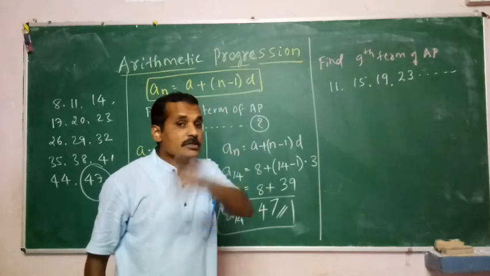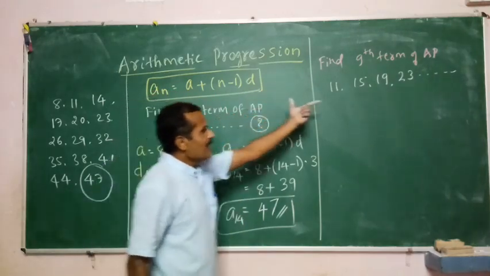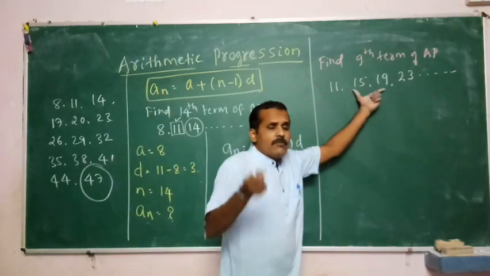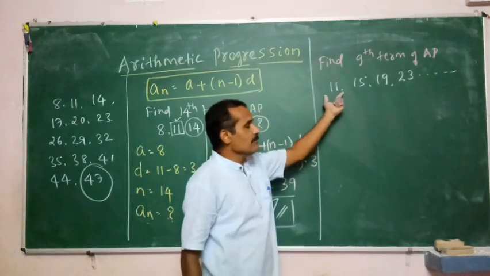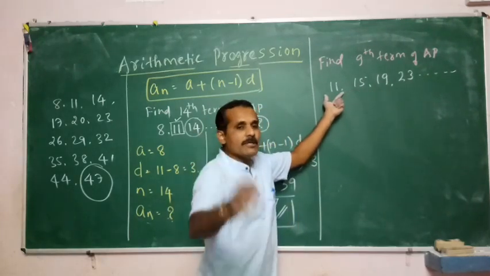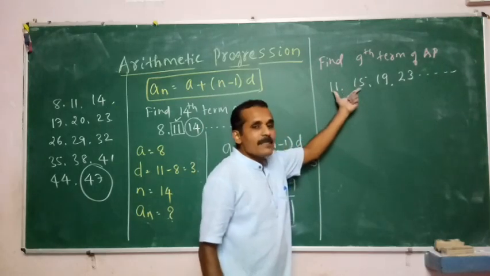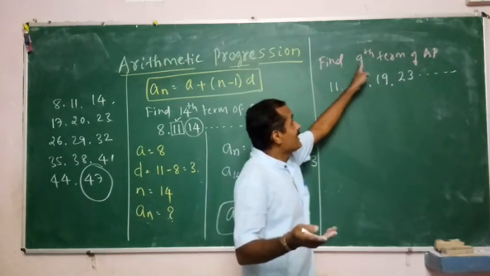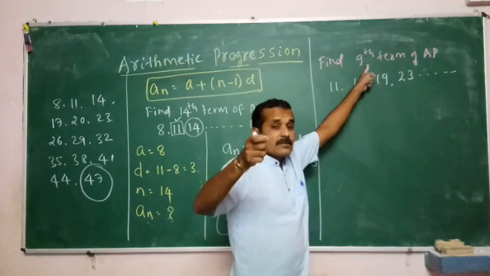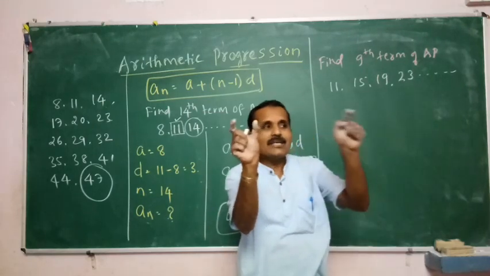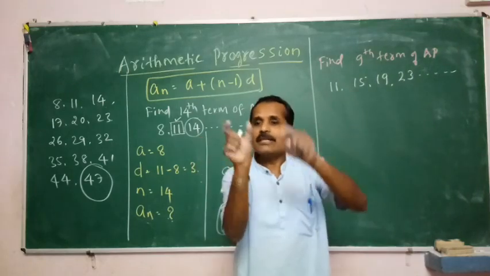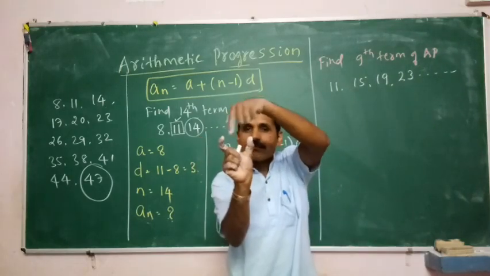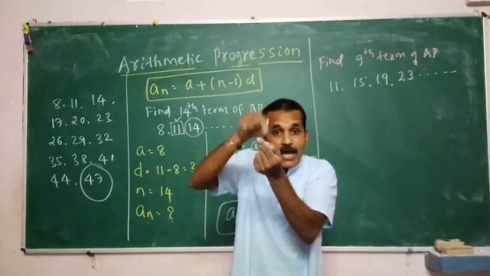First, the question has to be understood. What is asked? Well, AP is given to you. When AP is given, naturally A will be given to you, the first term. When AP is given, D will be given to you, the common difference. Then what else is asked? Find the ninth term. Means, what is the value in the ninth place? That 9 is N. But which value is there?